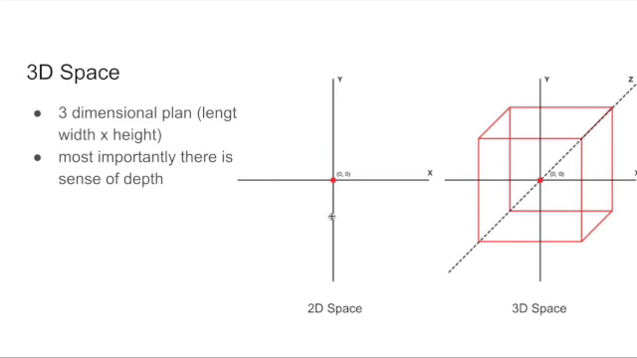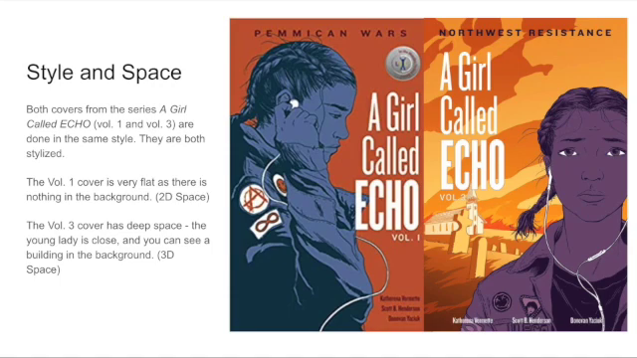So we have two-dimensional space, which is flat, and three-dimensional space, which has depth. Okay, so let's get a little bit more involved. The one thing we need to think about is that different styles of art are also going to be implementing space differently. Again, we're going to have another video specifically about the different styles of art if this is a term that is unfamiliar to you.